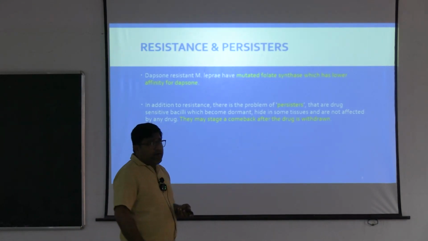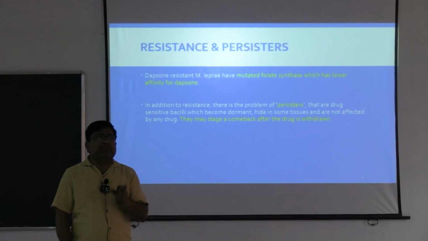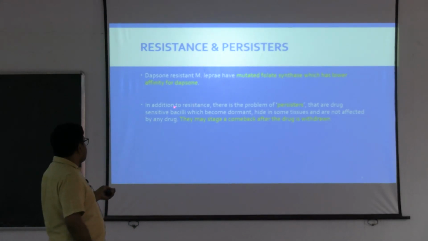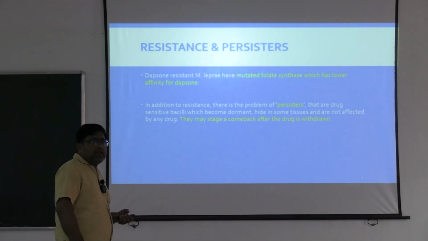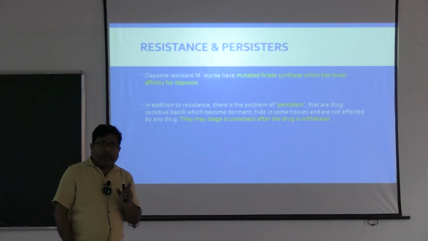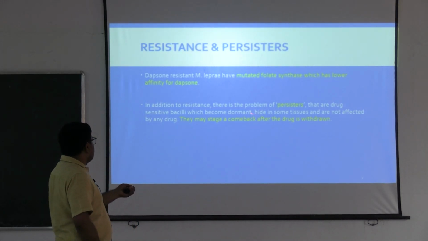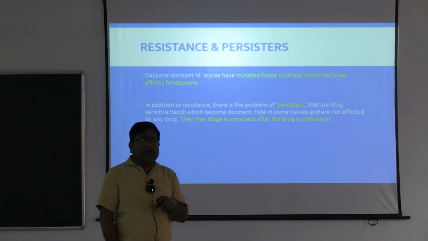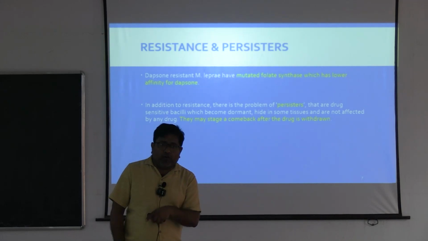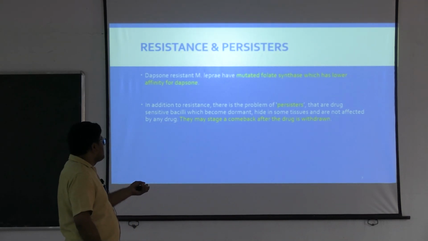Now, how does the resistance develop? Because of mutation in the folate synthase enzyme. There is also a term called persisters, where the bacilli are sensitive to Dapsone, but have become dormant and hidden in some tissues. So, they are not affected by the drug, and when the drug is withdrawn, the symptoms again reappear. So these are called persisters.